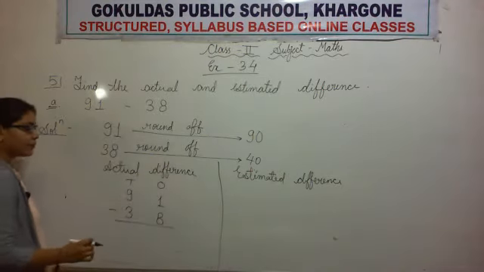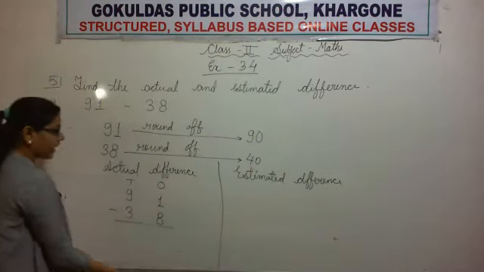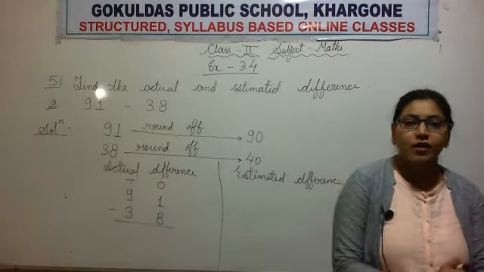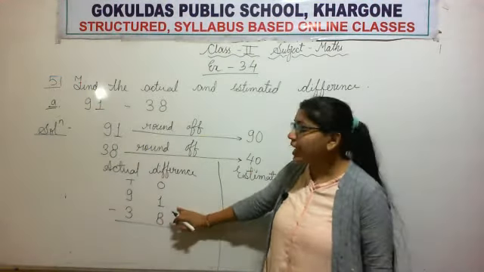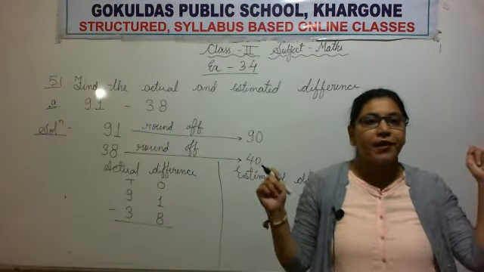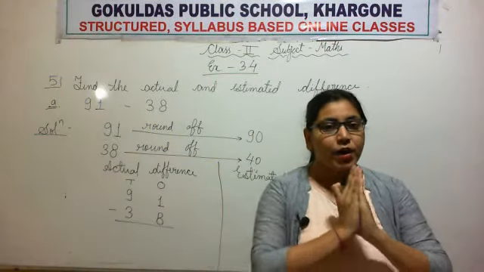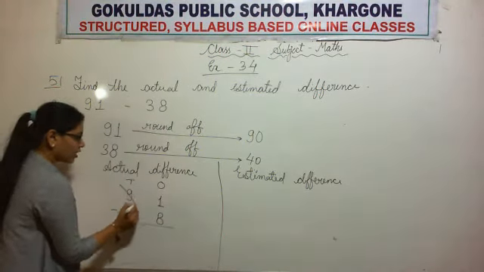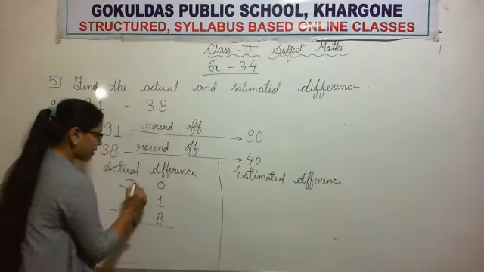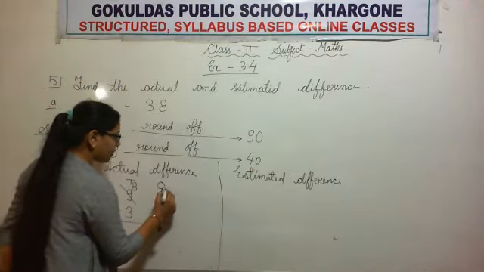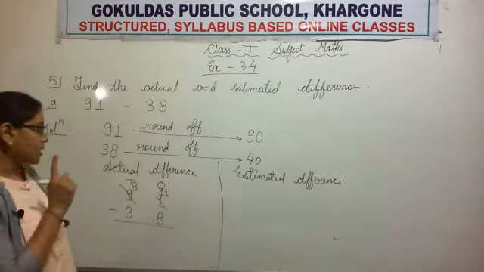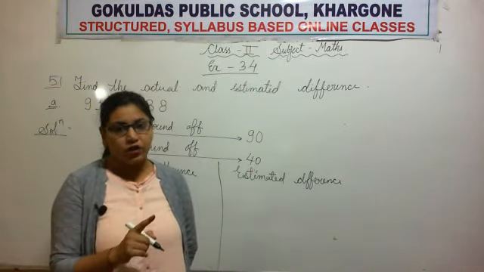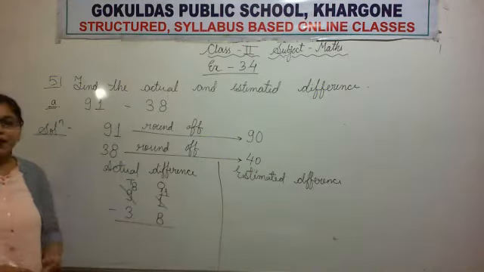Okay. Now, let's subtract 1 minus 8. Can we remove 8 from 1? Yes or no? No, we cannot remove. Why? Because 8 is the bigger number and we always subtract a smaller number from a bigger number. So, for making this 1 bigger, we will do the borrowing process. This 9 will become 8 and this 1 will become 11. And if you forgot the method of borrowing or subtraction with regrouping, you can rewatch those videos.